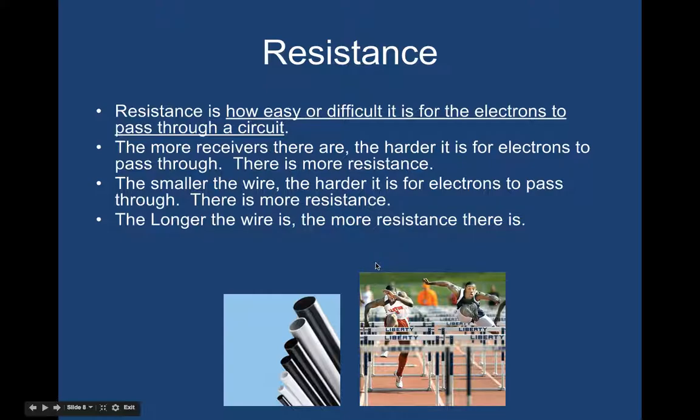Resistance is kind of exactly what it sounds like. Resistance is how much something resists something else. So resistance for electricity is how easy or difficult it is for the electrons to pass through a circuit. There are certain substances like copper that are very easy for electrons to travel through, hence the reason most of our wiring is made out of copper. Some other things like wood, it's much more difficult for the electrons to pass through. Also, the longer the wire is, the more resistance there is.